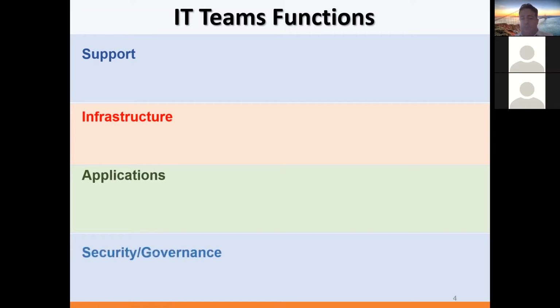So IT teams are divided mainly into 4 major categories. Somebody will ask, does that mean, sir, 4 teams? No. I'm talking about job functionality now, not about the teams. So the 4 functionalities are as follows: support, infrastructure, applications, and security. These are the 4 major categories that any IT team has to be divided into. Okay.